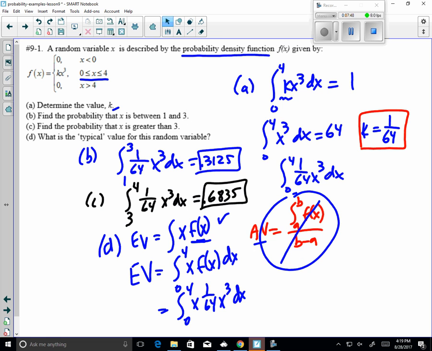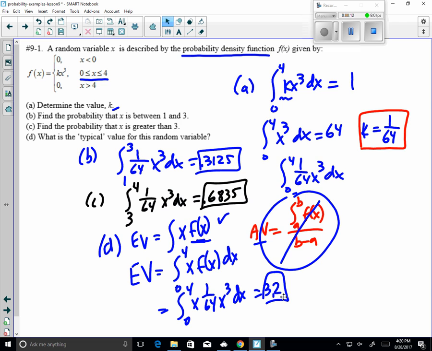So what we could say is that if we have this probability density function that gives values of probability where the values can be between 0 and 4, then because of the shape of this, the most likely value, the typical value, the expected value, would be 3.2.